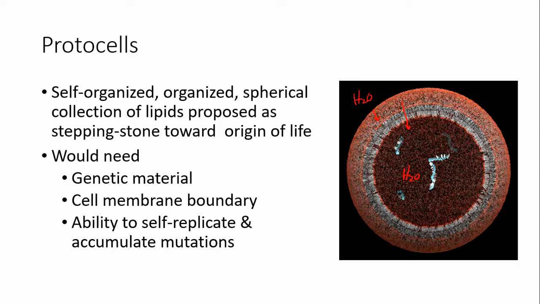Our cell membranes are much more complicated than just having a bunch of phospholipids put together, but the original ones may have been just simple phospholipid shells. Add to that some genetic material and the ability to not only replicate but build up some mutations along the way, and you've got what some people have called protocells, other people have called them progenotes, but they're basically the precursors to life. They weren't quite life yet, but they were getting there.